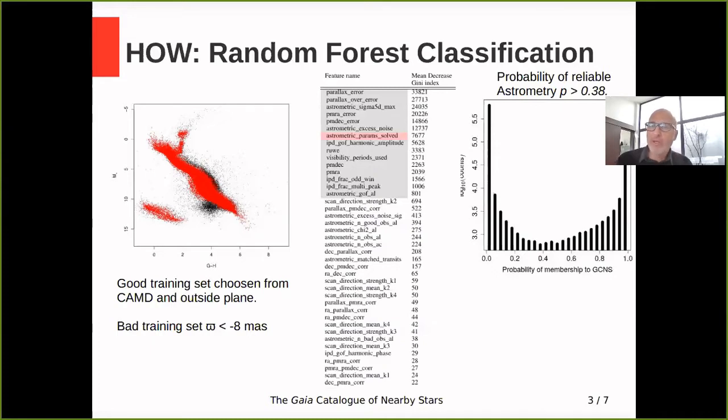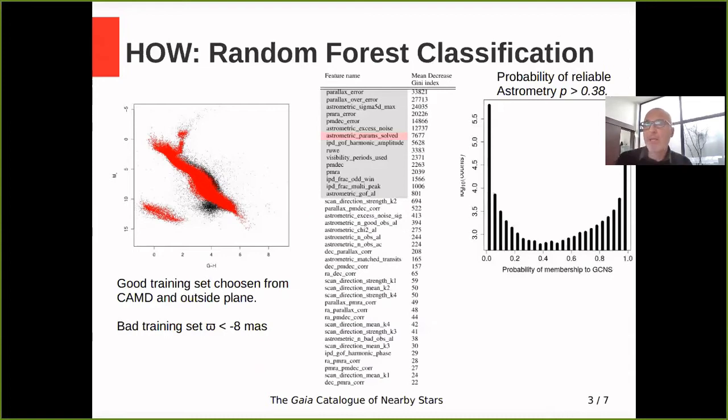So what we do is we train a random forest classifier with examples of sources that we know for sure are good astrometric solutions, by complementing Gaia photometry with 2MASS photometry, and sources which we know are bad astrometric solutions, just because in this case we take sources with parallaxes less than -8 milliarcseconds, in the hope that they will have the same properties as the contaminants to our sample. We train the random forest classifier and apply it to the sources that we retrieve from the query to the Gaia database.